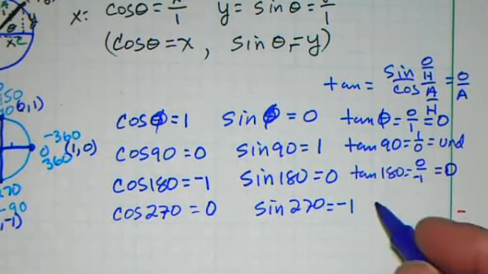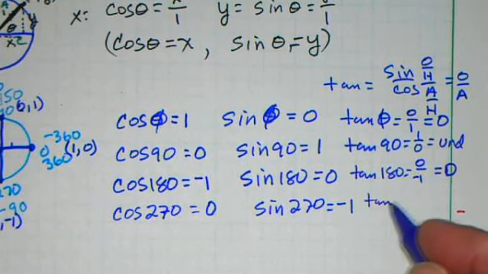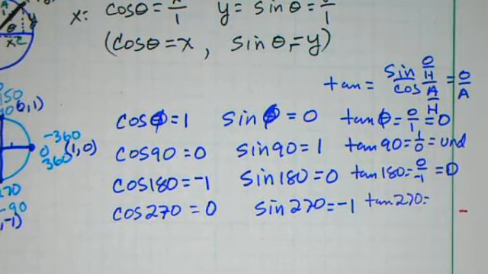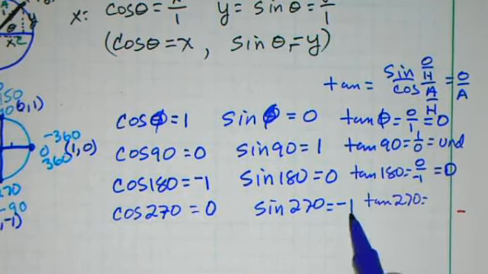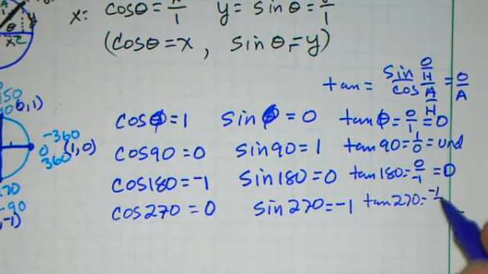And for 270, I get sine over cosine for tangent, which is negative 1 over 0, which is undefined.